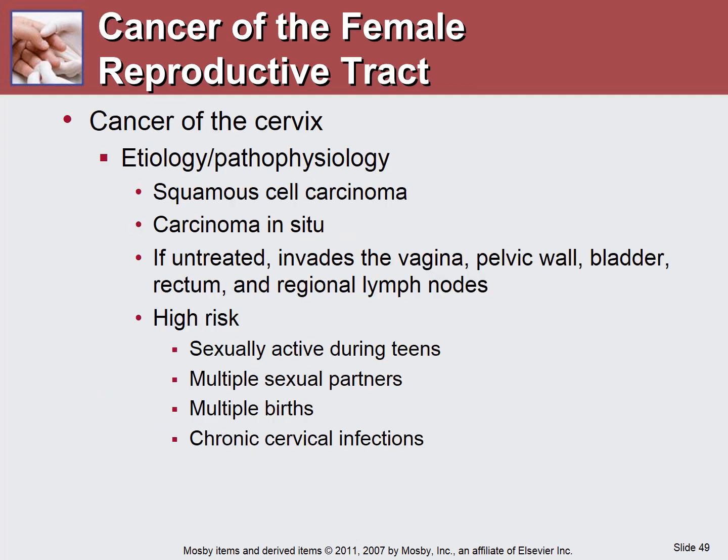Cancer of the cervix, squamous cell carcinoma. Usually, we do a pap smear to identify if someone has abnormal cells. If they do, we can start treatment ahead of time. So that's why it's really important to do your pap smear, because it's a secondary prevention screen so that we can find it early before it invades the other organs, the vagina, the pelvic wall, bladder, rectum, and regional lymph nodes. Individuals at risk are those who are sexually active, clearly, with multiple sex partners, multiple births, and chronic cervical infection. Sexual partners because of HPV.